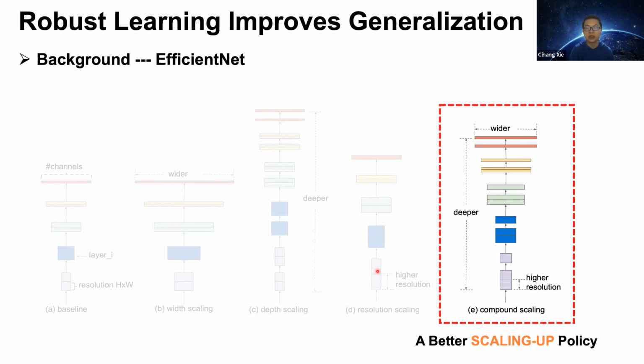That means you want a larger resolution of the inputs. You also want the network to be deeper, but meanwhile you also want the network to be wider. And they apply neural architecture search, this type of technique, to search for the optimal values for scaling the image resolution, depth, and width of the networks. And they call it compound scaling.